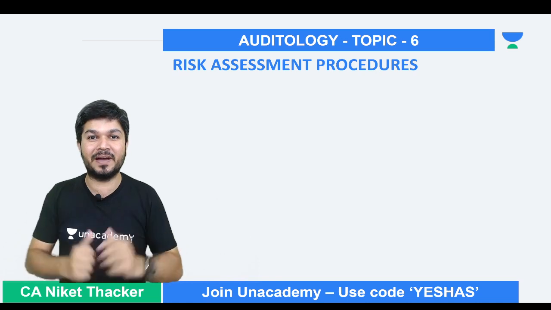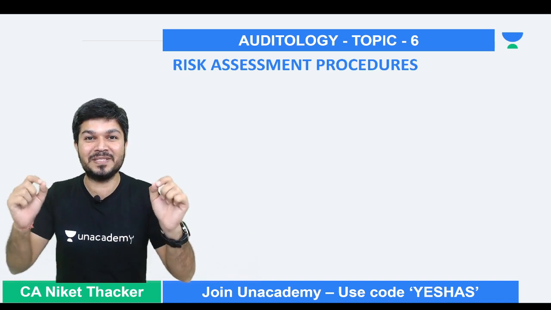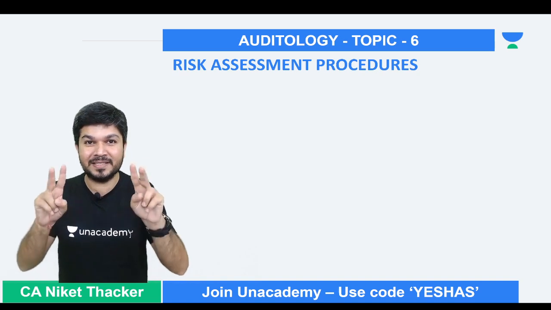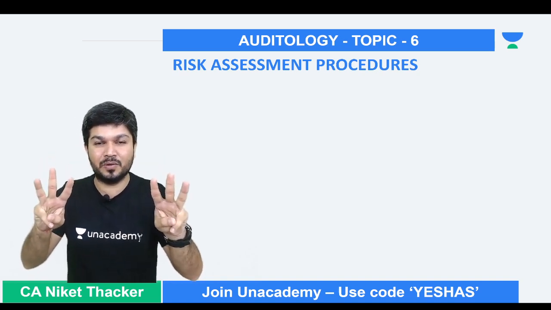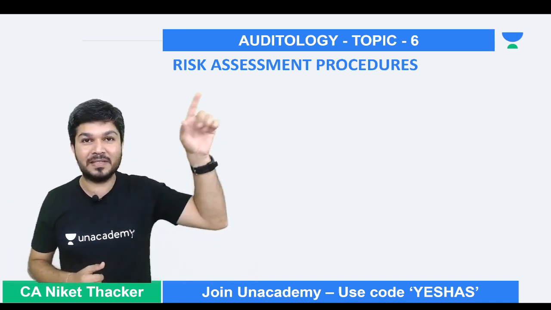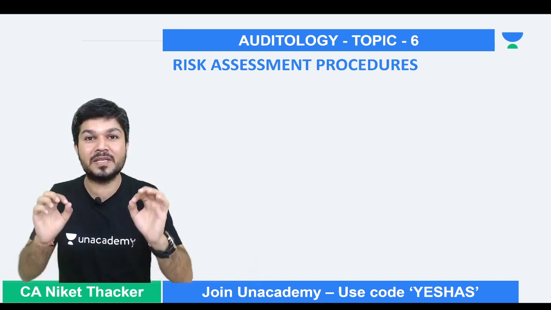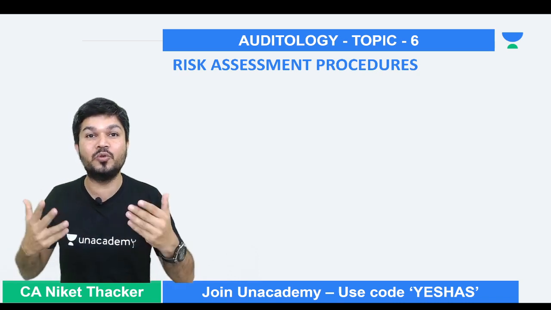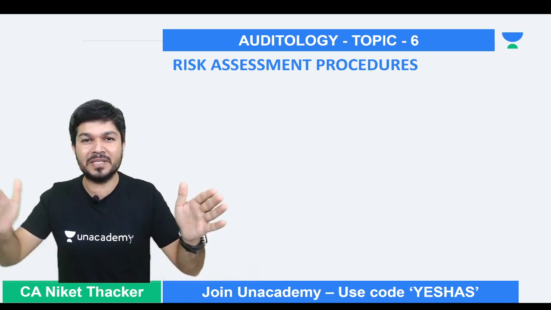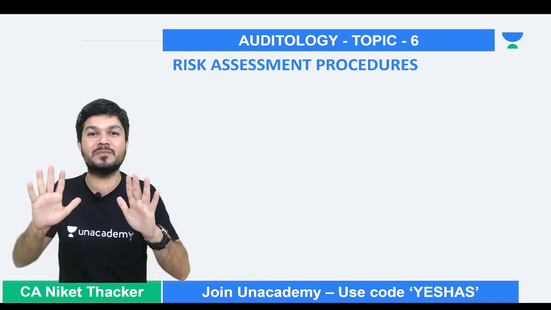Now, SA315, the heading is identifying and assessing the risk of material misstatement. Identifying and assessing the risk of material misstatement by understanding the entity, environment, internal control. Okay, now SA315 says we identify risky areas by understanding entity, environment, internal control. Iska meaning, the procedures which you do, the audit procedures which you do to obtain understanding of entity, environment, internal control so as to identify the risky areas, that is risk assessment procedure.